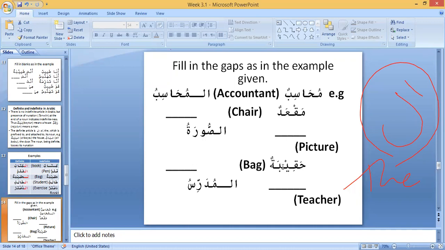Is haqiba masculine or feminine? It's female. How do you know it's female? Because it ends with ta marbuta. That's right. So haqiba, al-haqiba. Al-mudarris, the teacher. So what's a teacher? Mudarris. So definite and indefinite is just a matter of adding al. Then that word is definite. Good.